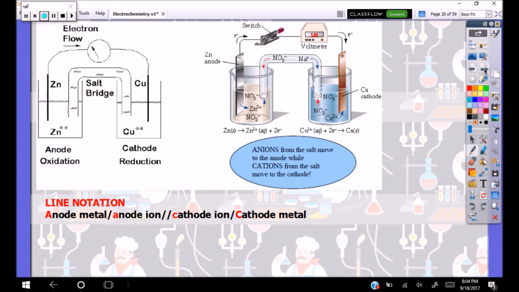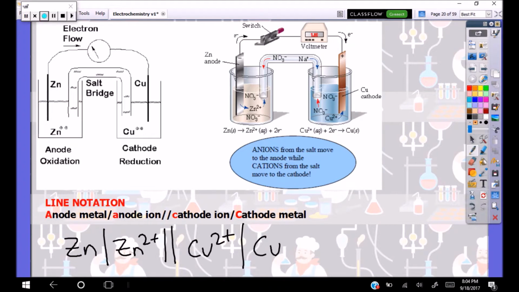So I know here it looks like a slash. It's actually more of like an up and down, a straight line. So if we had our anode metal, we've got zinc, and then we've got our line, and then we've got zinc 2+, and then the double line. The double line represents the separation from the salt bridge, separation of the two cells. And you have copper 2+ and your metal.